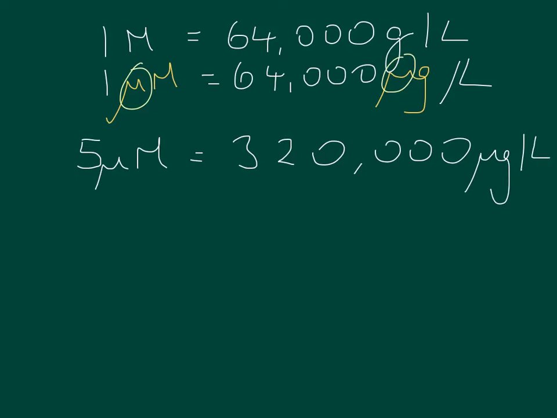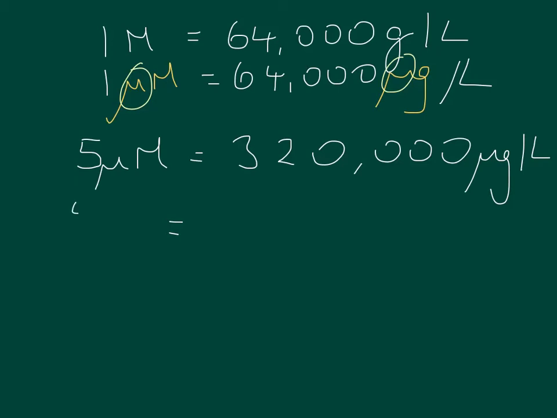And the question asked what was the molarity in milligrams per mil, right? Milligrams per mil. So we have to look at both here. So first, if we look at the volume, there's 1,000 milliliters in a litre. So to get it per milliliter, we have to divide it by 1,000. So let's do that first.